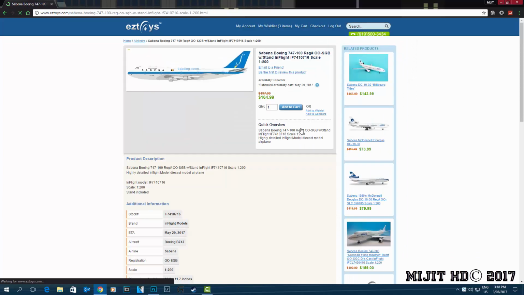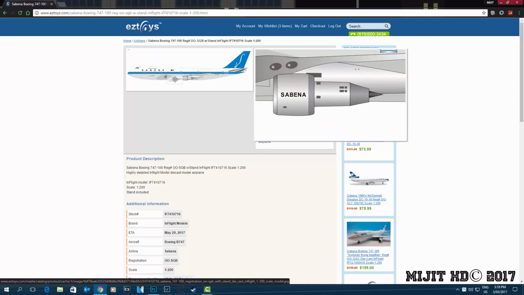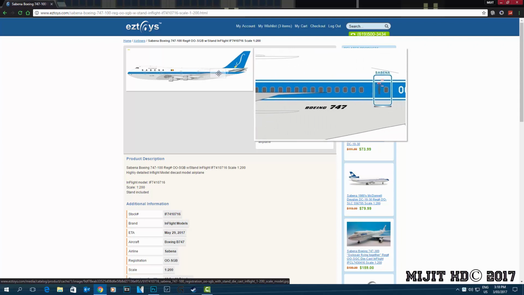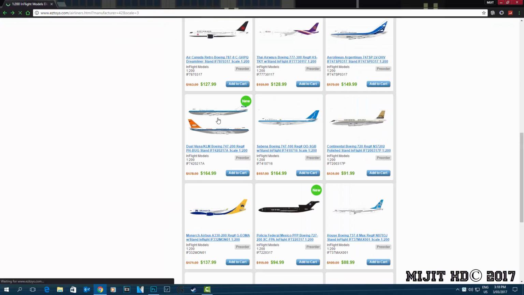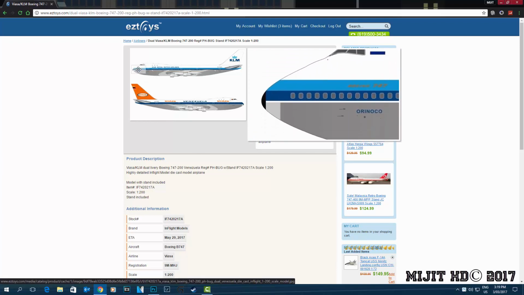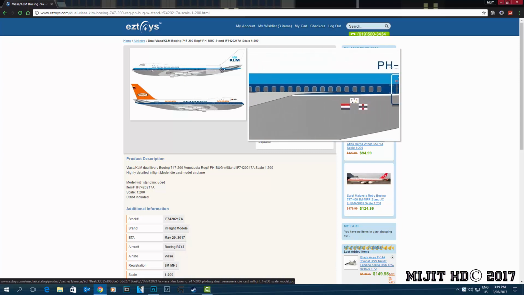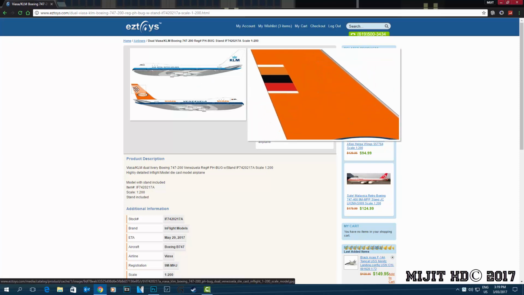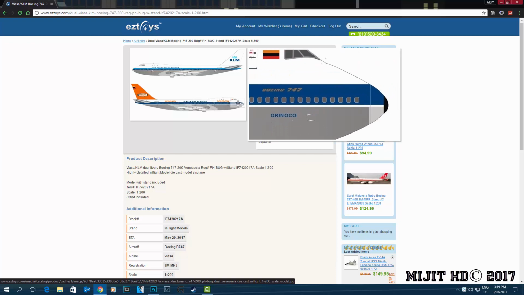Sabena 747-100, registration OO-SGB. Then we have the, I can't remember what they're called again, but they're dual livery hybrid, that's it. Hybrid Viasa and KLM, 747-200, registration is PH-BUG. So obviously owned by KLM, and it's to represent the partnership between Viasa and KLM. Kind of like Northwest and KLM. Venezuela, so that's where they're based.